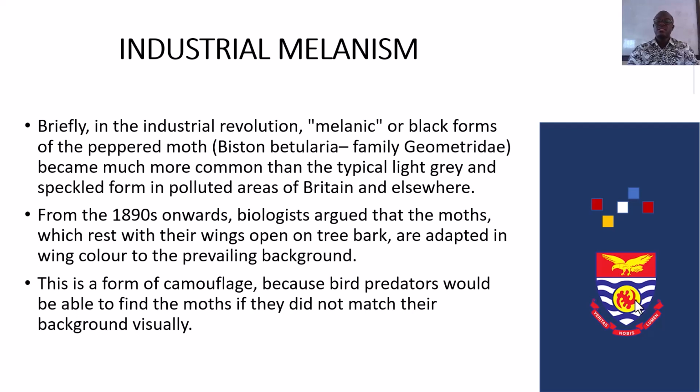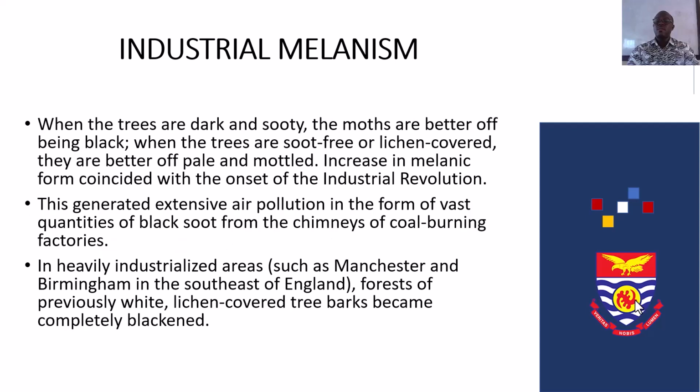From the 1890s onwards, biologists argued that the moths, which rest with their wings open on tree barks, are adapted in wing color to the prevailing background. This is a form of camouflage, because bird predators would be able to find the moths if they did not match their background visually. When the trees are dark and sooty, the moths are better off being black. When the trees are soot-free or lichen-covered, they are better off pale and mottled.